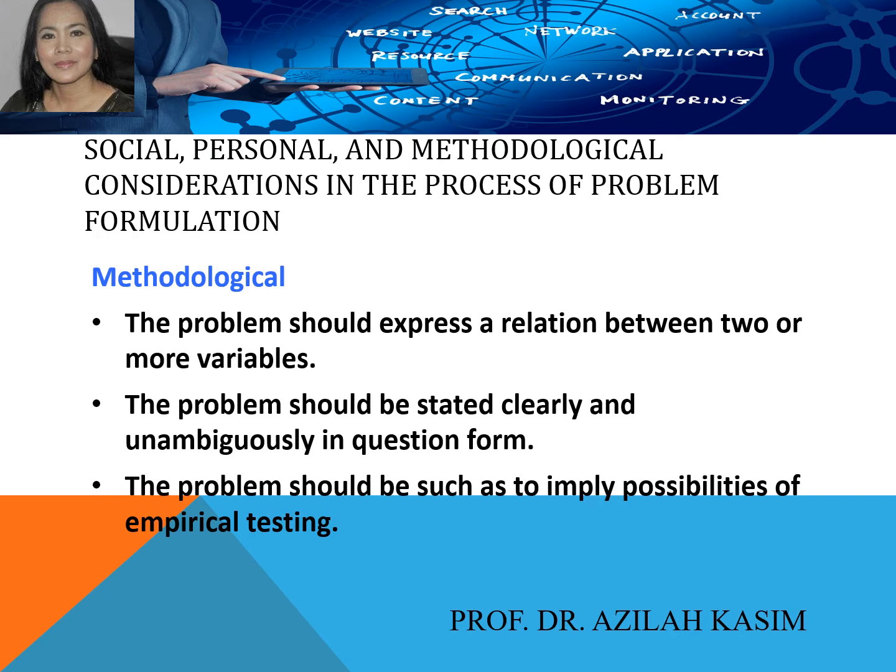You also have to make sure the title is clearly written and specific, not ambiguous. So choose a topic that is clearly stated, where it is clear what the variables involved are. The problem should be stated clearly and unambiguously in question form. Unambiguously means not vague; it means very clear. The problem should also be such as to imply possibilities of empirical testing.